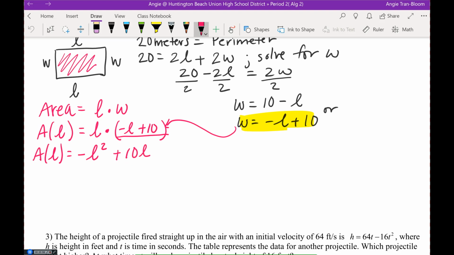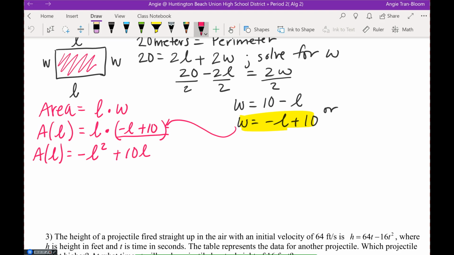What shape is this? It's a parabola. Guys, if the input has a square term, it's always a parabola. If there's no square term, such as L plus 10, that's a line because it has a power of 1. By the way, what are we looking for again? Our area. The largest area. Let's think about this. You have an area in terms of L equals negative L squared plus 10L, and I'm looking for the largest area.